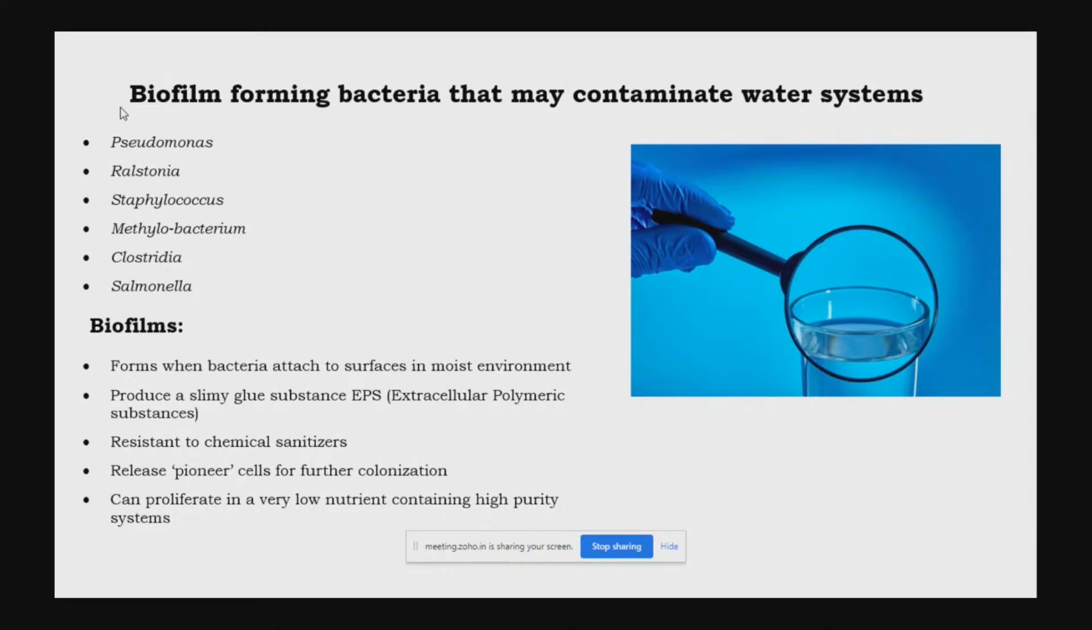When bacteria are attached to a surface in a moist environment, they produce a slimy, gummy substance, extracellular polymeric substances, resist chemical sanitizers, release pioneer cells for further colonization, and can proliferate in very low nutrient content, in high purity systems.